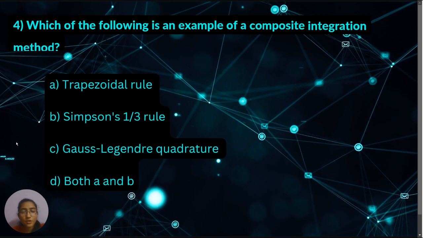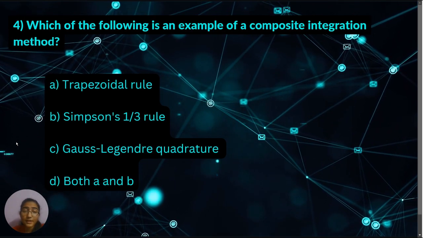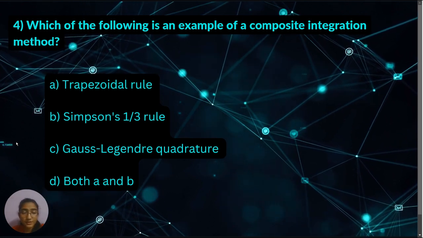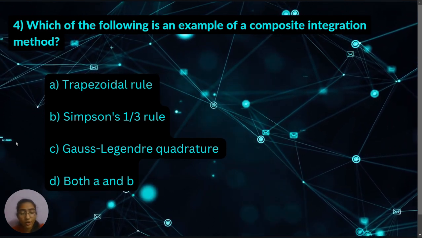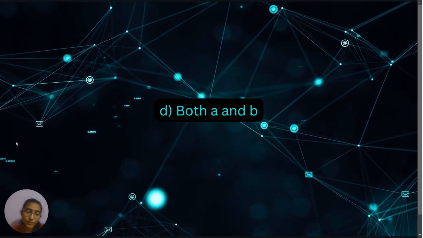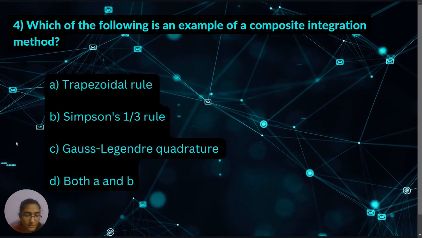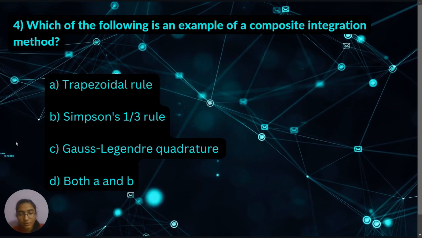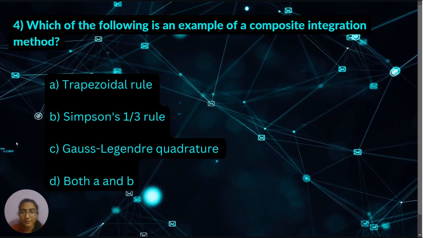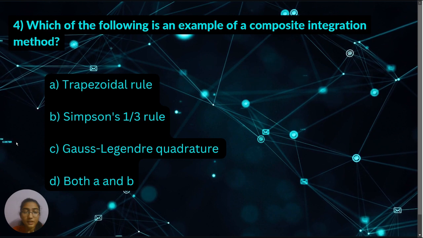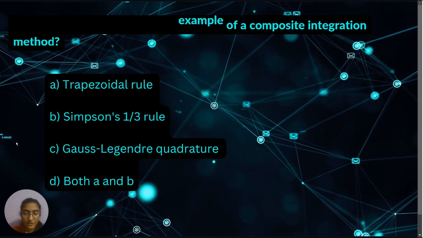The next question is, which of the following is an example of a composite integration method? A. Trapezoidal rule, B. Simpson's 1 by 3 rule, C. Gauss-Legendre quadrature, or D. Both A and B. So the answer is both A and B. Trapezoidal rule and Simpson's rule are the examples of composite integration methods.